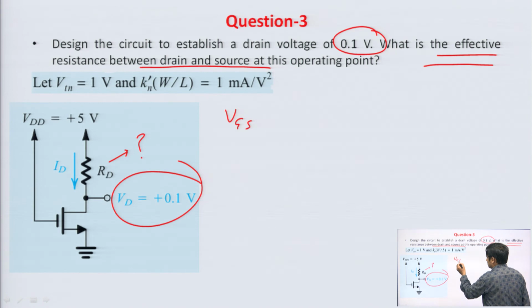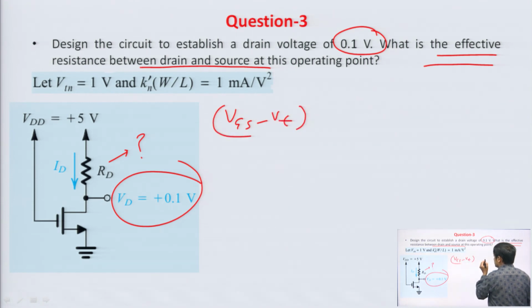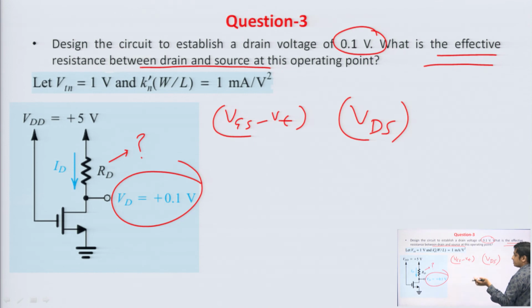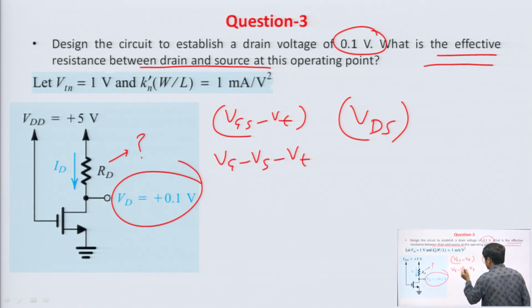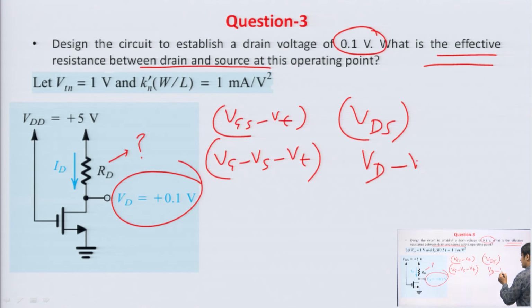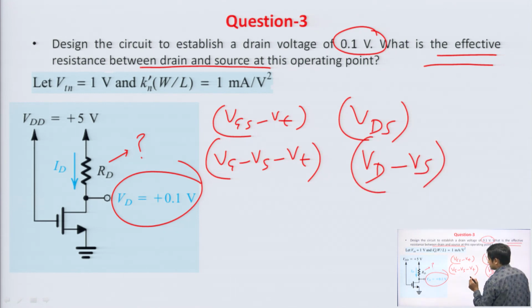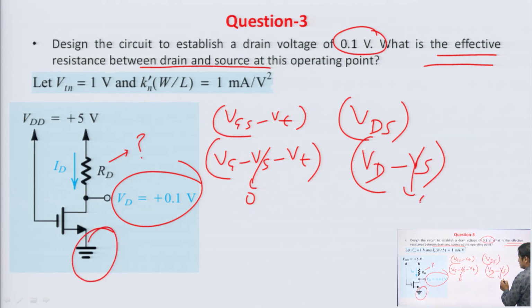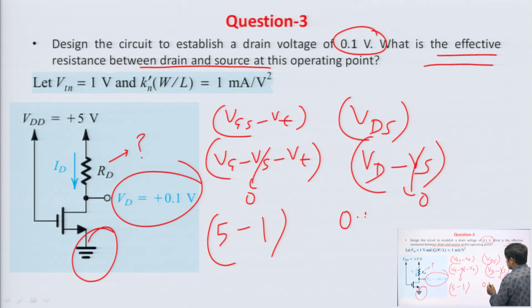So, first of all, just write Vgs minus Vt and Vds, you have to compare it, simple. So, see, your Vgs can be written as Vg minus Vs, that is the left hand side, Vds can be written as Vd minus Vs. Now, just see, your Vs is 0, your source is grounded, and Vg is 5 volt minus Vt, Vt is given 1 volt, that is the left hand side, right hand side is Vd, and Vd is given, that is 0.1 volt. So, 4 volt and 0.1 volt.